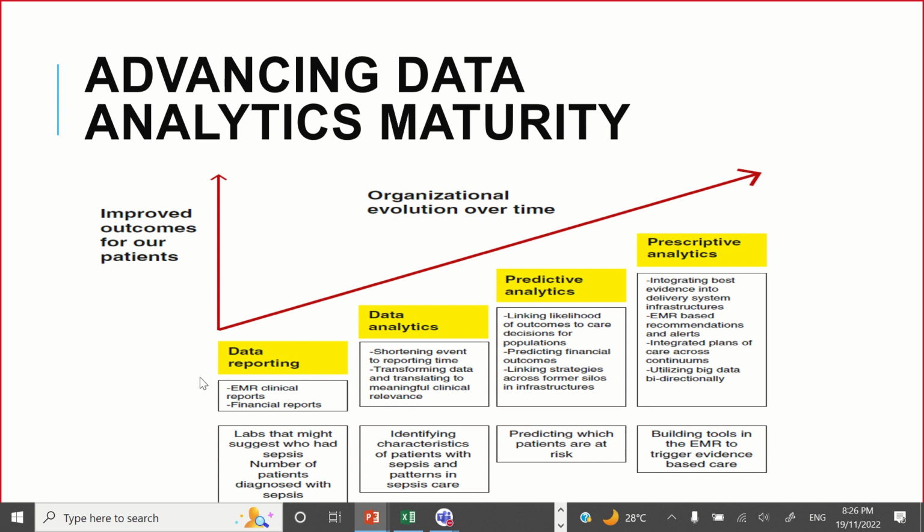Very basic, very straightforward. And the example they gave here is like labs that might suggest who had sepsis, or the number of patients who were diagnosed with sepsis. Very straightforward. The next level of maturity is having data analytics. When we say data analytics, here they talk about shortening event to reporting time. So it's easy to find the data in the most timely manner, and then transforming data and translating this to meaningful clinical relevance. Here they give examples of identifying characteristics of patients with sepsis and patterns in sepsis care. Can anybody give me an example of data analytics that we use as part of patient care?